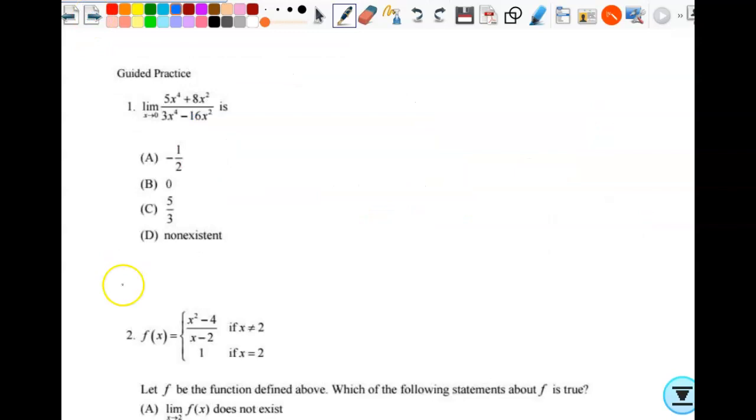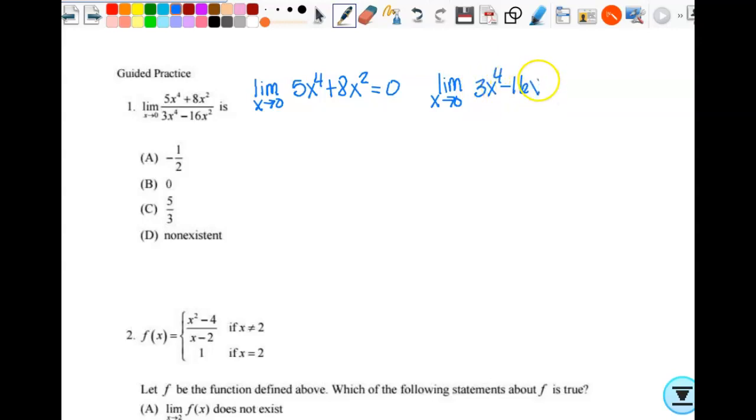Okay, let's look at, flip it over. All right, so we can say that I've got rational functions. So the limit as x approaches 0 of the numerator, 5x to the 4th plus 8x squared, what's that going to equal? 0. Okay, so I have to say that it equals 0. I don't have to necessarily show that I substituted it all in. Then I'm going to do the limit as x approaches 0 of 3x to the 4th minus 16x squared. What does that equal? 0.